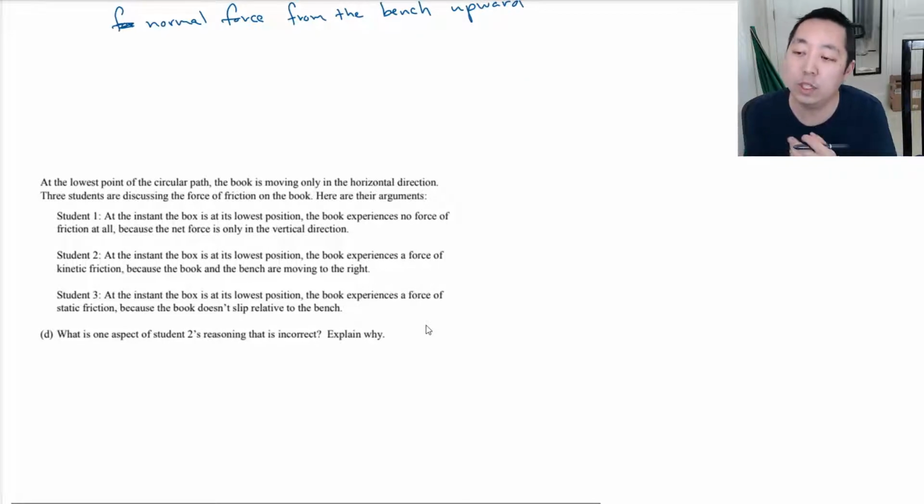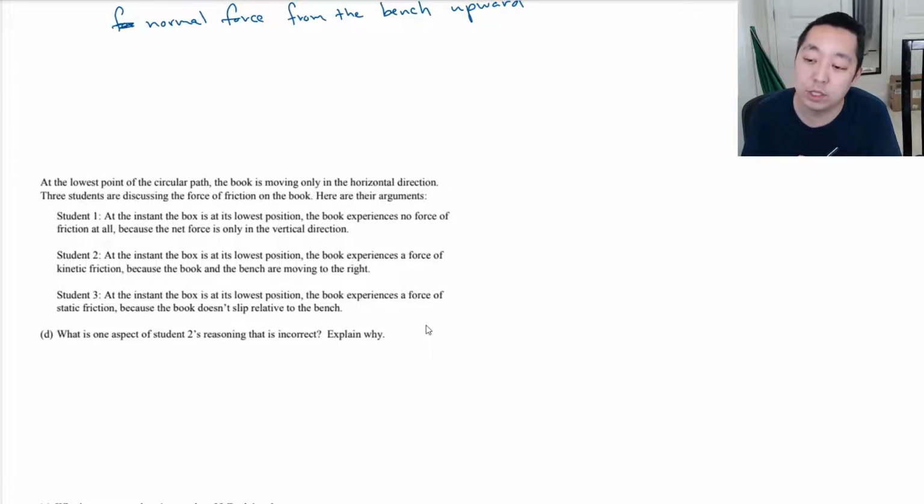At the lowest point of the circular path, the book is moving only in the horizontal direction. Three students are discussing the force of friction on the book. Here are the arguments. Student 1: At the instant the box is at its lowest position, the book experiences no force of friction at all because the net force is only in the vertical direction. Student 2: At the instant the box is at its lowest point, the book experiences a force of kinetic friction because the book and the bench are moving to the right. Student 3: At the instant the box is at its lowest position, the book experiences a force of static friction because the book doesn't slip relative to the bench.